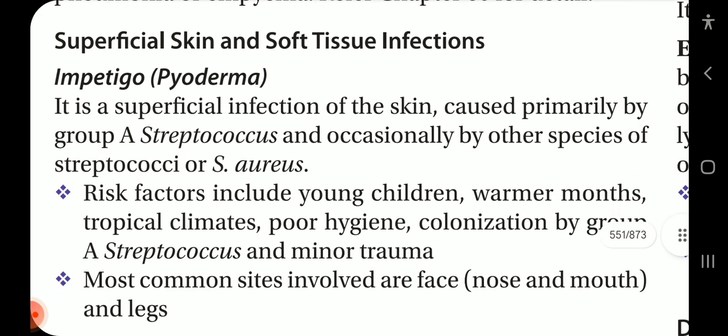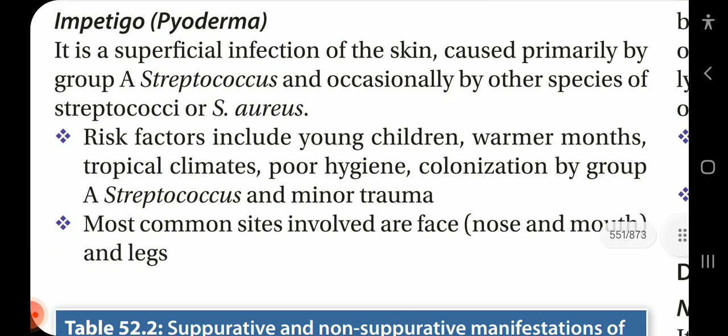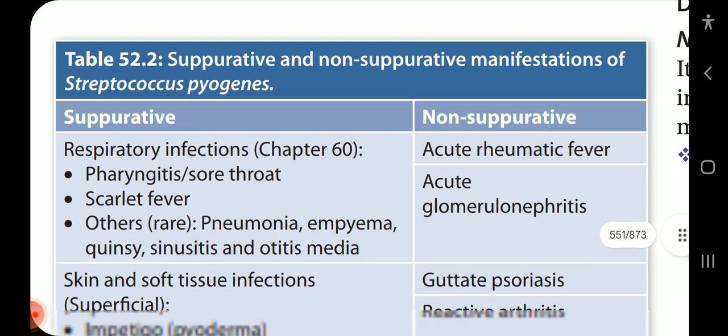Superficial skin and soft tissue infections, impetigo, pyoderma. It is a superficial infection of skin caused primarily by group A Streptococcus and occasionally by other species of Streptococci or Staph aureus. Risk factors include young children, warmer months, tropical climates, poor hygiene, colonization by group A Streptococcus, and minor trauma. Most common sites involved are face, nose and mouth, and legs.